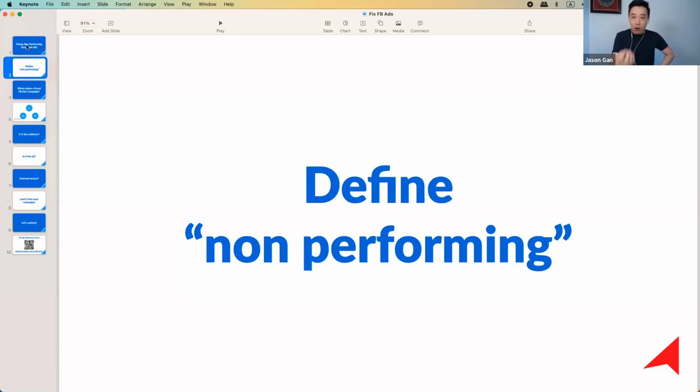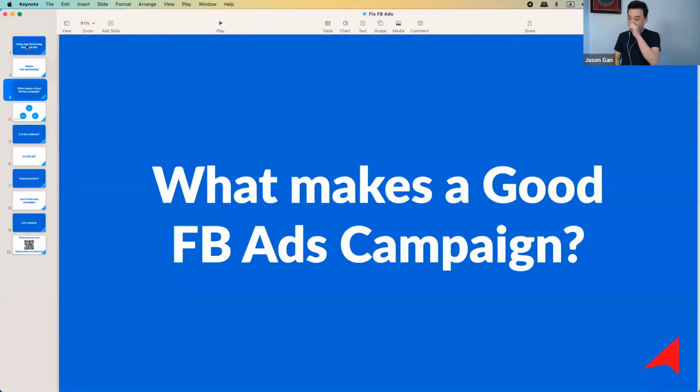So when a campaign is non-performing, how do we fix it? Or how do we find the problem? How do we identify which part of the element is actually causing the non-performing issue? So this is how we will come in and take a look at it. Now, first, before we dive into what we look at, we need to really take a quick recap about what makes a good Facebook ads campaign.